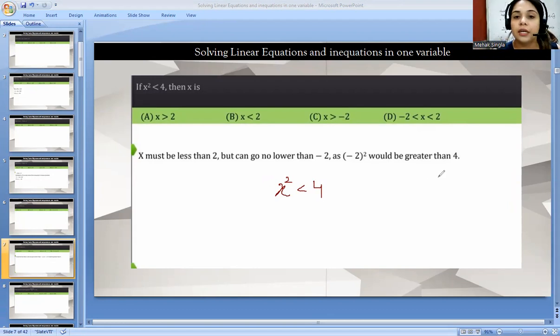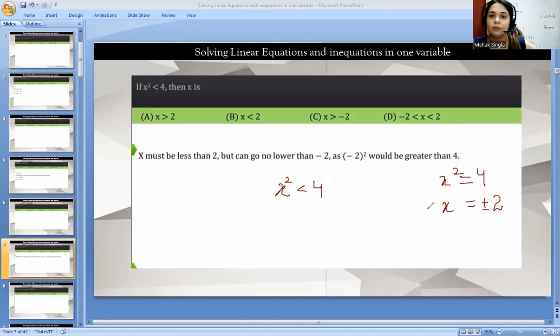Because, you know, in equations, what happens? For example, I just forget about inequalities and let me discuss this thing with you. Suppose it is x square is equivalent to 4. So x would be equivalent to plus minus 2. Okay. And here, since it is an equation, the negative and positive sign is not affecting it, right? But here it's going to affect.